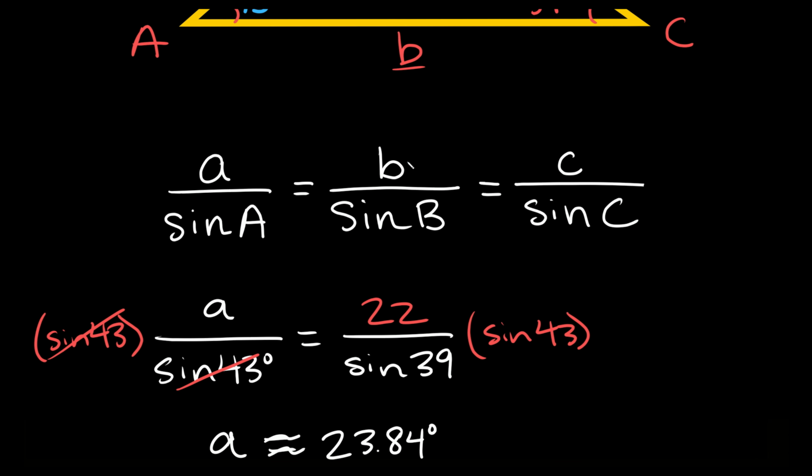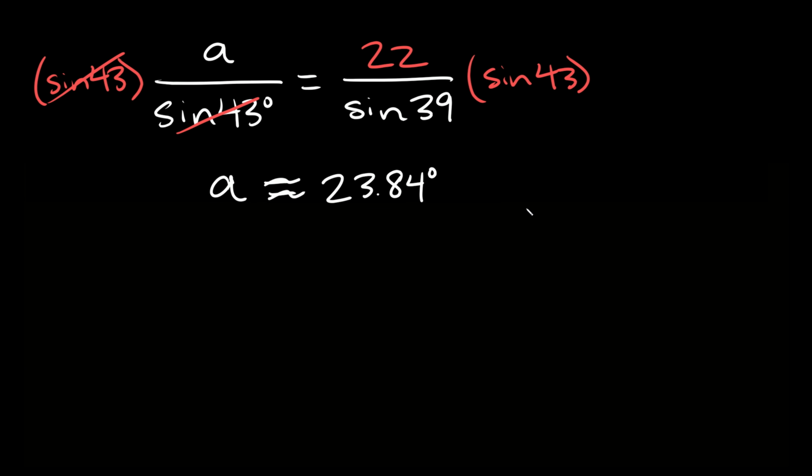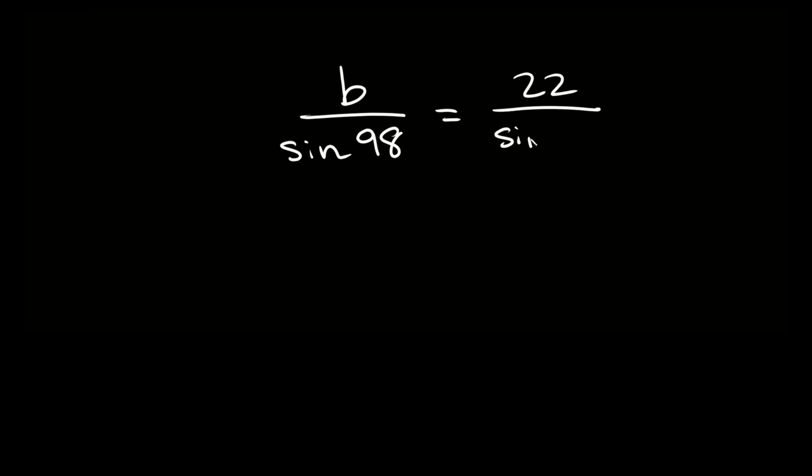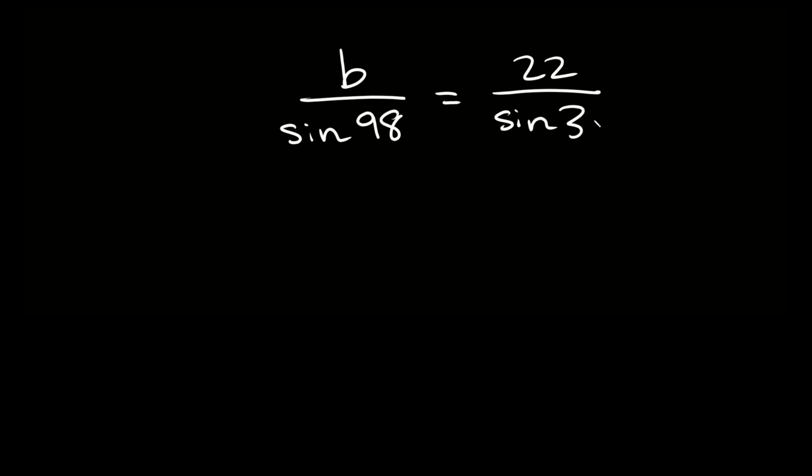So again, we're going to find the side length B. So we're going to say side length of B over the sine of angle B is equal to, again, we're going to use C, right, since that one was given. So the side length of B, we don't know, and that's going to be over the sine of 98 degrees, and that's going to be equal to C, which again was 22 feet, over the sine of angle C, which was 39 degrees.